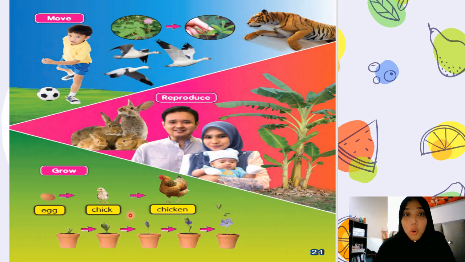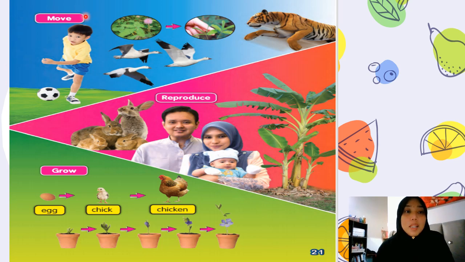When the chick grows, it will become an adult chicken, isn't it? Begitu juga dengan tumbuh-tumbuhan. Tengok, mula-mula dia daripada biji benih. Lepas itu dia akan tumbuh 2 daun. Lepas tu dia tumbuh tinggi lagi, tambah lagi daun. Lepas tu tumbuh tinggi lagi, daun dia pun bertambah sehingga dia besar. Okay? Now, itu adalah ciri-ciri yang ketiga.